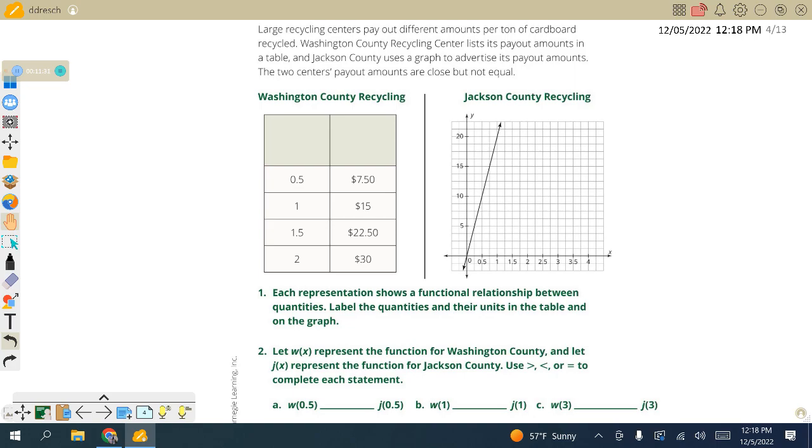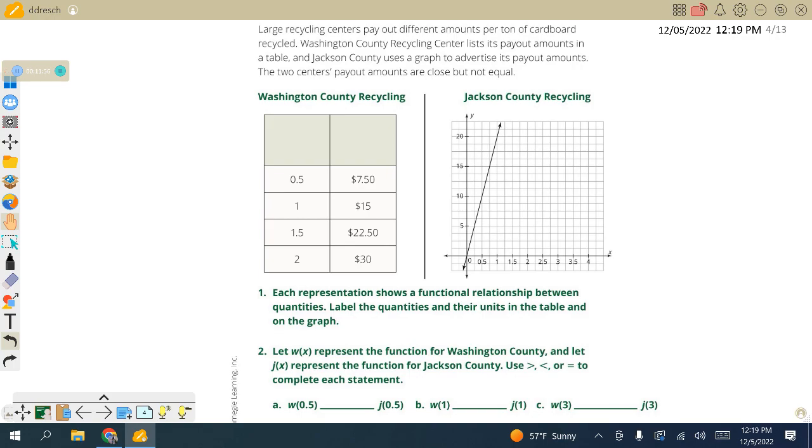Now, for whatever reason, Washington recycling is showing their prices as a table. At Jackson recycling, they're showing their prices as a graph. And what we want to do is compare those two things. Who's got the y-intercept that's higher or lower? Who's got the slope that's higher or lower? That's what we want to do here. So let's go ahead and start looking at this.